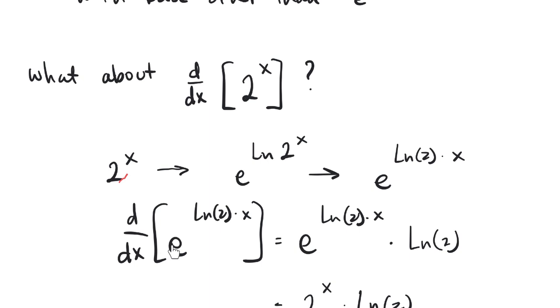So what's the derivative of e to the natural log of 2 times x? Well, remember the rule: the derivative of e to some power is e to that power multiplied by the derivative of this power. Now, the derivative of natural log of 2 times x sometimes confuses students. So if we consider this over here, natural log of 2 times x, what's the derivative of that?